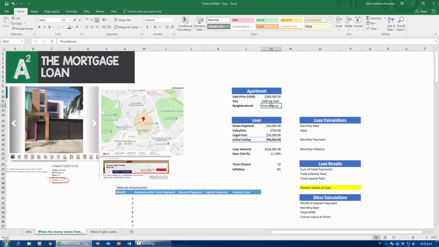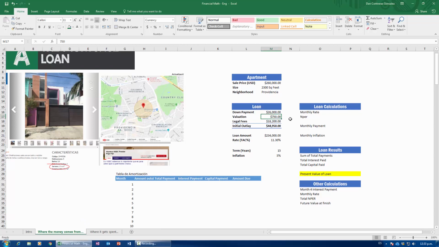We're going to be taking out a loan to buy this apartment, and this is the data that the bank has supplied us with. We need to pay a down payment to the bank. It's going to be 10%, so that's 26 grand. The bank also has to send a person to do an evaluation of the apartment, which pretty much means they're going to send a guy to take a look at the apartment, and that person is going to say, oh yes, it is worth $260,000. They're going to charge us $750 for that.